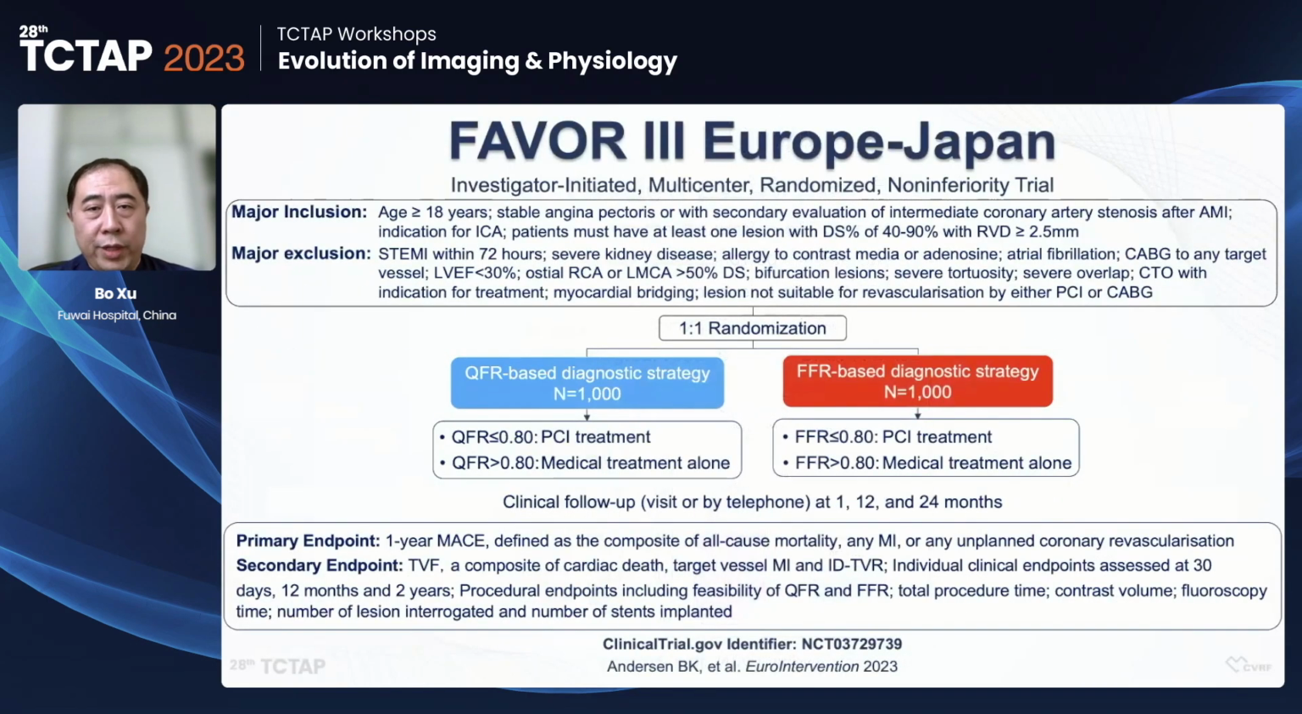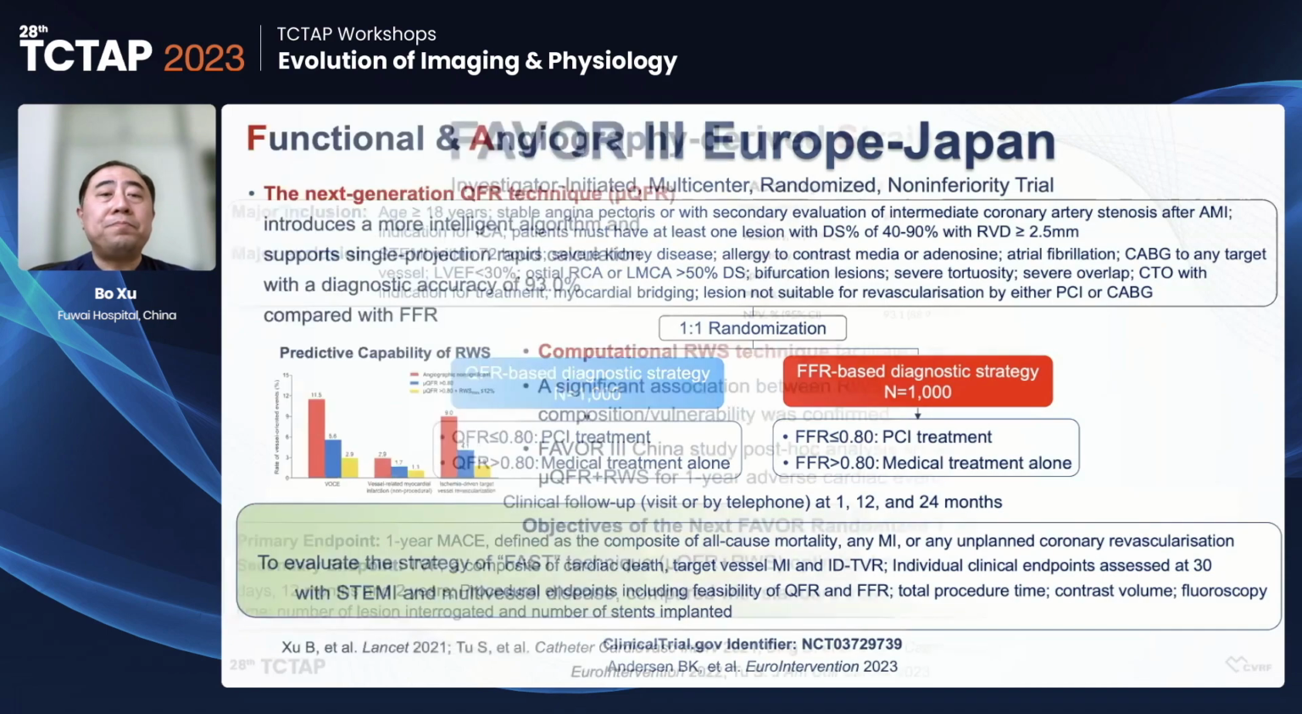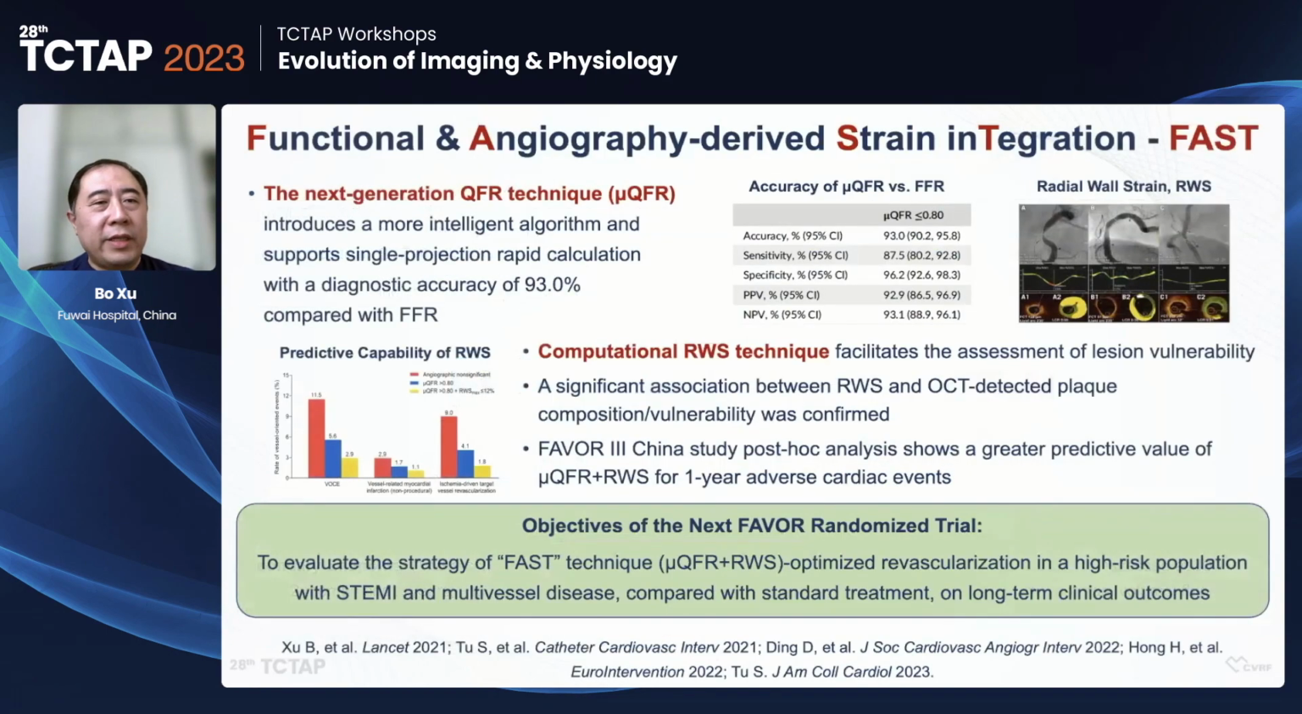FAVOR III Europe-Japan is the first head-to-head randomized trial comparing a QFR-based diagnosis strategy with an FFR-based diagnosis strategy in 2,000 patients with intermediate coronary stenosis. We are very much looking forward to the primary endpoint report of the trial in the near future. So what about the next step?